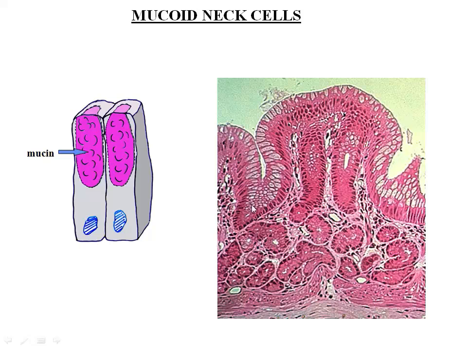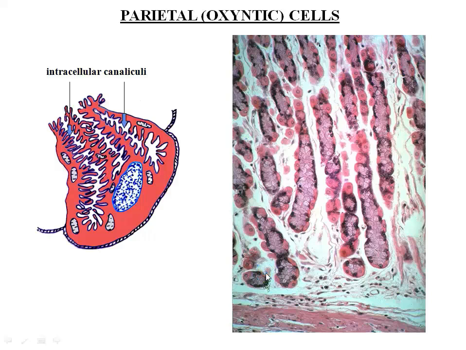As this goes deep into the pit sections, you will find such balloon structures vanishing. So in these portions there are no mucoid cells. The majority are parietal cells and chief cells, in the portions below the neck of the gastric pit. Now, what exactly are parietal or oxyntic cells?